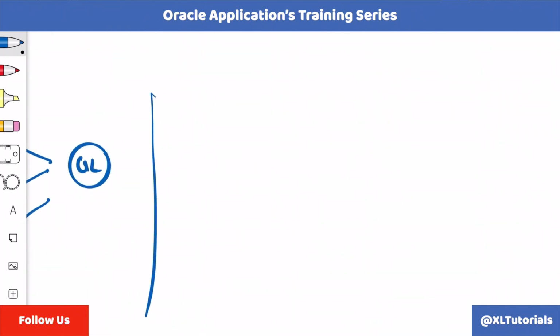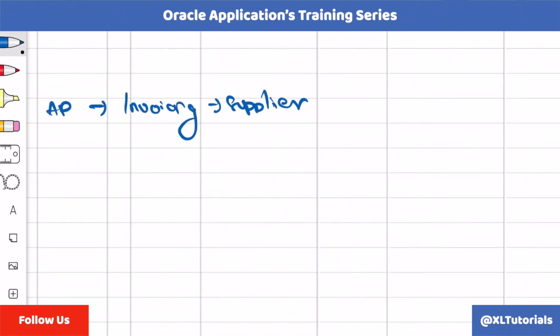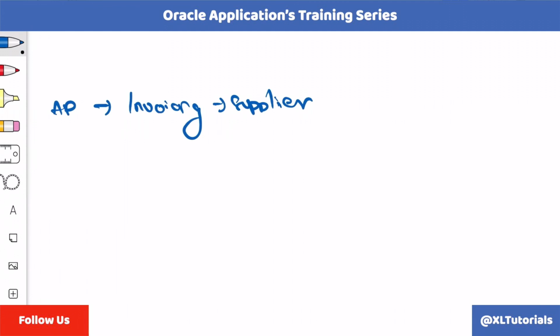So let's take the example of AP. In AP, you are doing invoicing, you receive invoices from a supplier. This is a very critical business function. A supplier sends you an invoice, and that invoice is entered in the system. So this supplier invoice is first captured in AP.